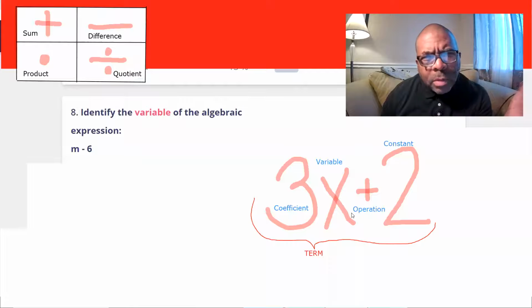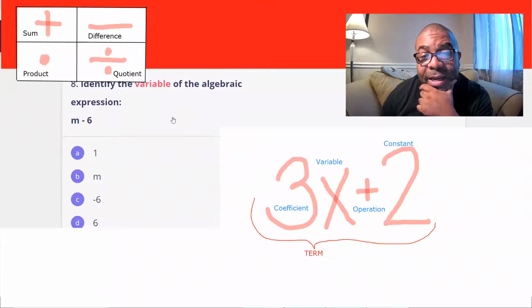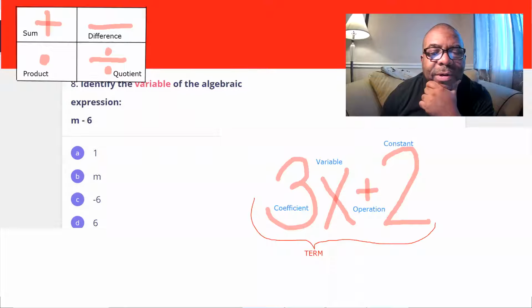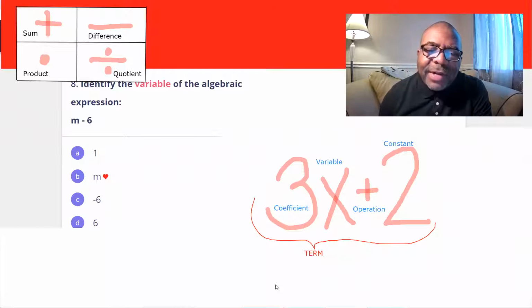So identify the variable of the algebraic expression m minus 6. What's the variable? Tell me what the variable is. Is it 1? Is it m? Is it 6? Is it negative 6? What's the variable? I think you know. Yeah, m is the variable. M is definitely the variable. Good job.